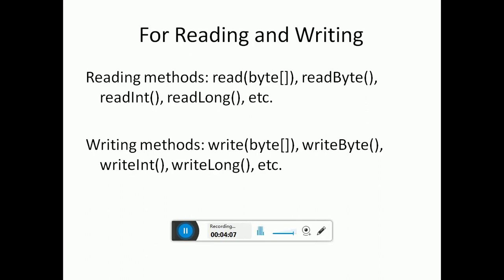And for storing the data into a file, we use the method called write, which will be saving the data from the byte array into a file. And for writing a single byte, we use the method called writeByte. For storing an integer, we use writeInt, for storing a long we use writeLong, and for storing a string we use the writeUTF method.